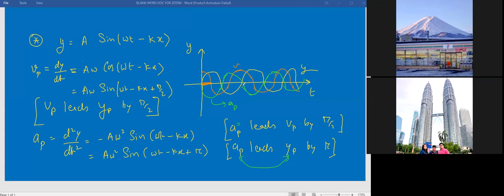These three graphs are similar to SHM also. If one particle is doing SHM, then their speed, displacement, and acceleration graphs are shown like this only. Okay, so please note it down.